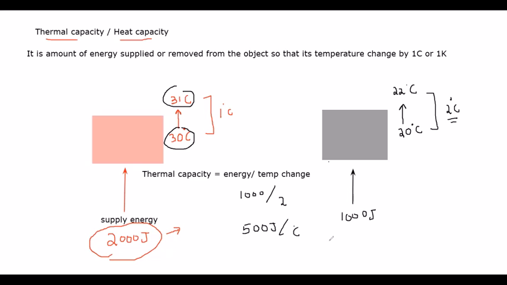So what is the meaning of 500 joules per degree centigrade? It means you need 500 joules to cause 1 degree change in temperature. When you supply 1000 joules, it causes a 2 degree change in temperature. But the definition of thermal capacity is the amount of energy required to change the temperature by 1 degree centigrade.